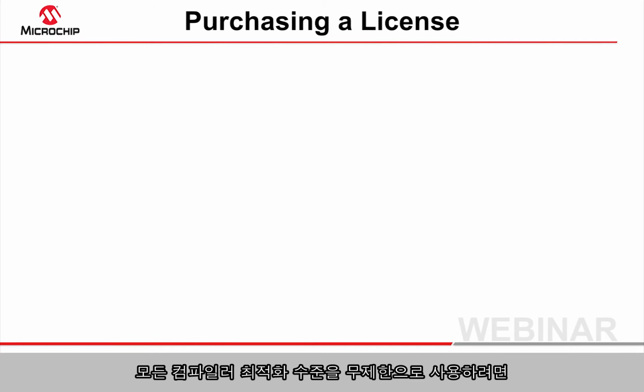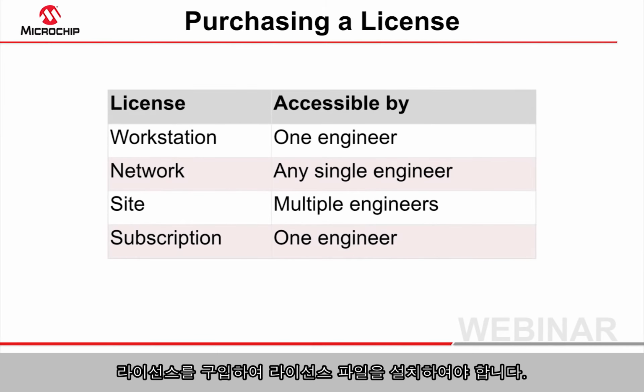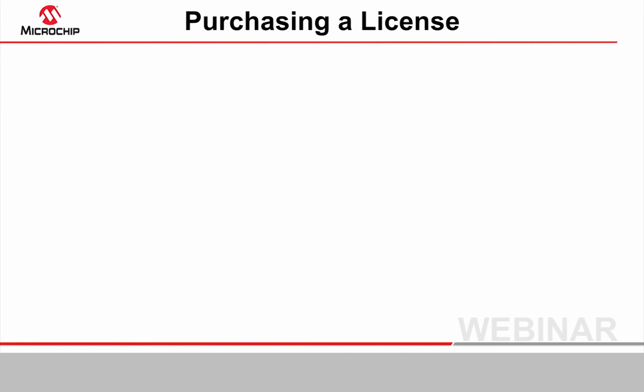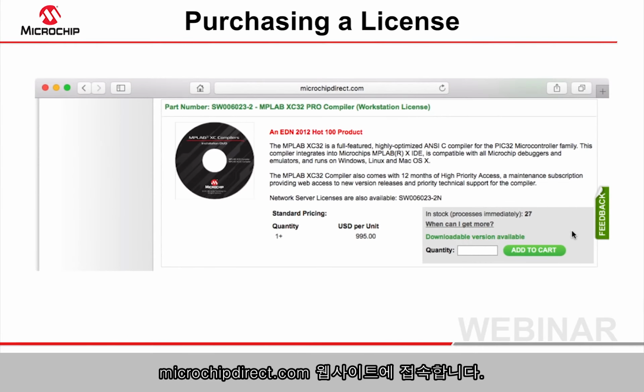If you would like unlimited access to the full compiler optimizations, you need to purchase a license and install the license file. Licenses are described in a separate webinar, but the remainder of this presentation will assume you are installing a Workstation license, the most popular license type. Go to the Microchip Direct website.